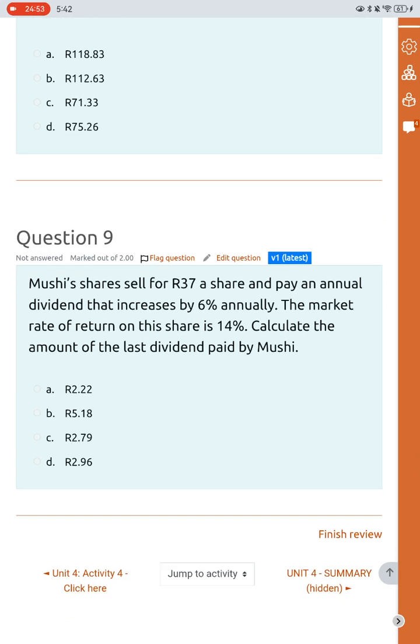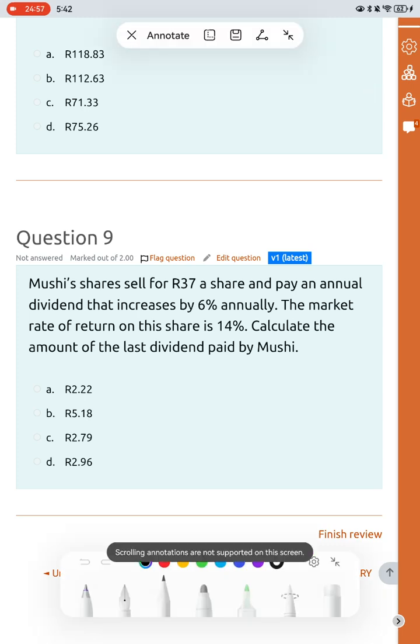Mushi sells shares for 37 Rand a share and pays an annual dividend that increases by 6% annually. So the growth is 6% all the time. The market rate of return on the share is 14%. Calculate the amount of the last dividend paid by Mushi.